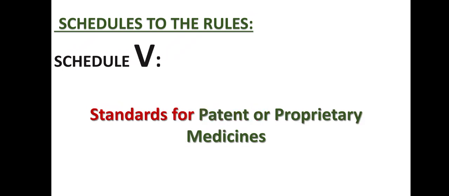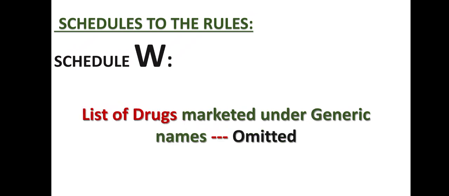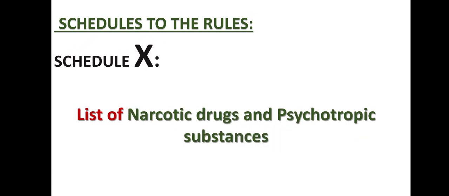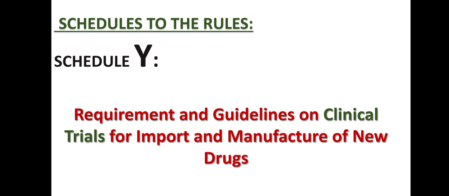Schedule V is the standards for patent or proprietary medicines. Schedule W is omitted, but it shows a list of drugs marketed under generic names. Schedule X deals with the list of narcotic drugs and psychotropic substances. And Schedule Y shows the requirements and guidelines on clinical trials for import and manufacture of new drugs.